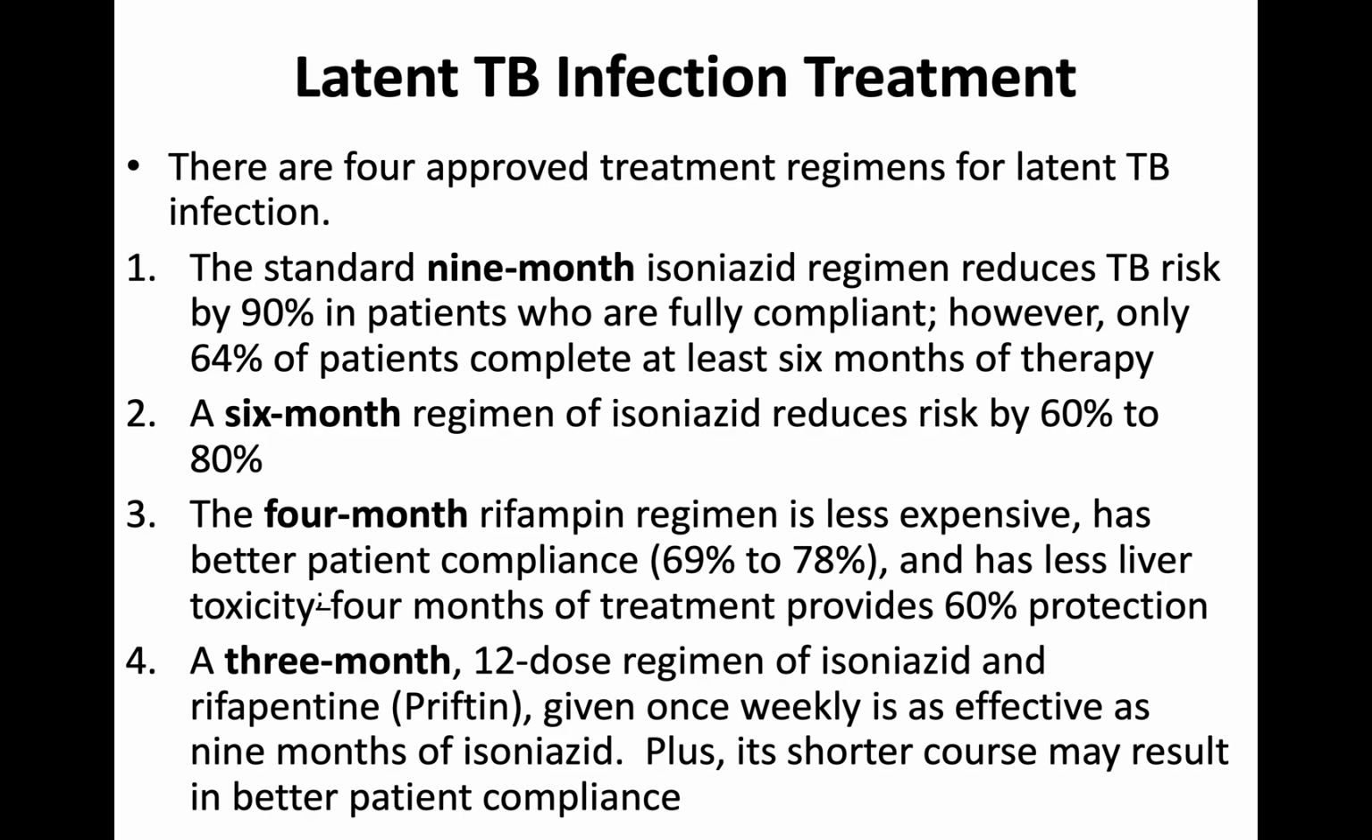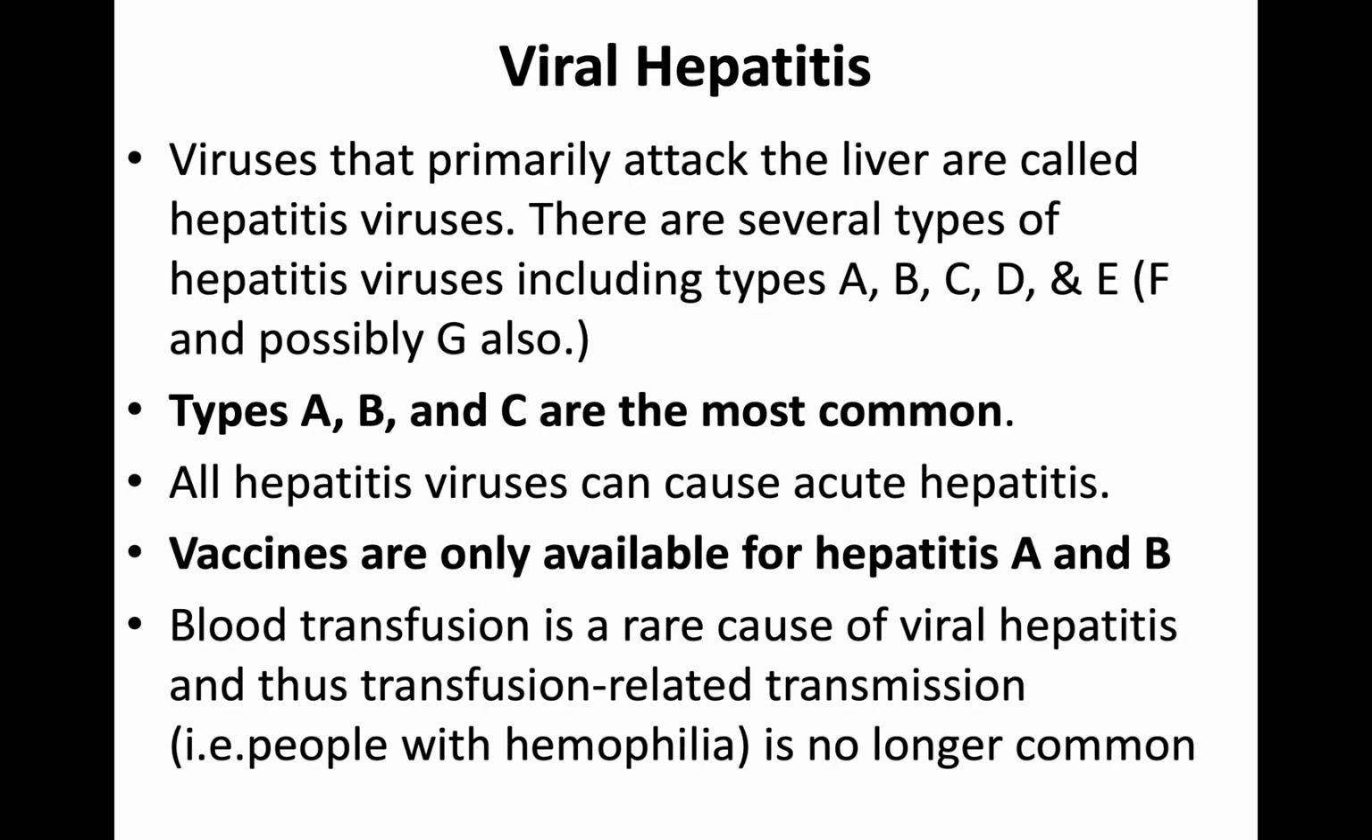There's a bunch of different regimens. There's 9 month, 6 month, 4 month, 3 month. The issue with the 9 month one is obviously compliance. A lot of people don't finish it. So these shorter regimens, the compliance is probably better, but there can be some liver toxicity with them. But there are some choices available in terms of the length of treatment.